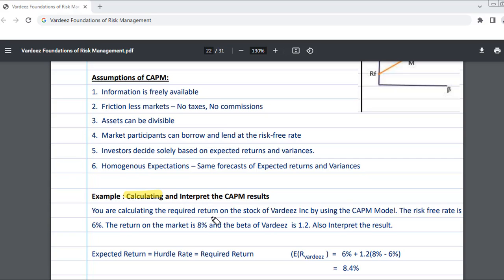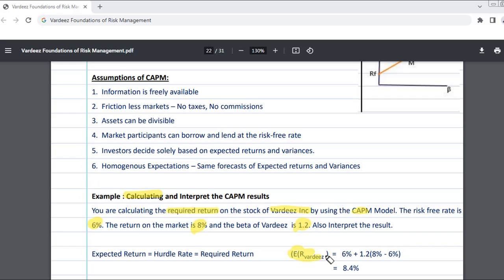So let's say that you are calculating the required return on the stock of Vardy's Inc. by using the CAPM model. The risk-free rate is given to be 6%. The return on the market is 8%. The beta of Vardy's is 1.2. Alright, so let's see the calculation.